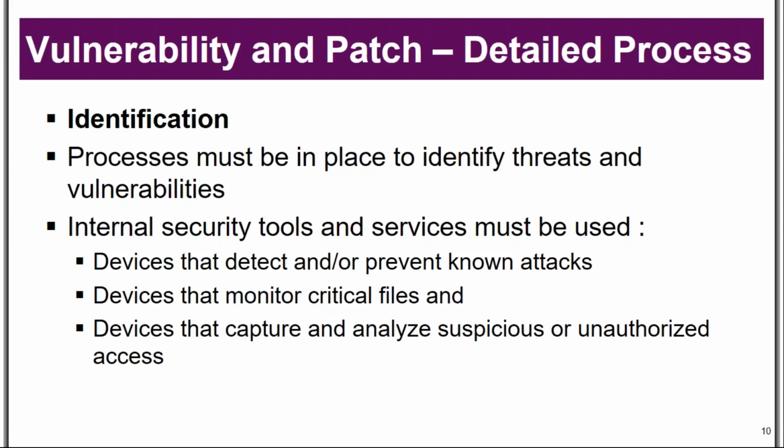The first thing you have to do, of course, is identify what the problem is. And not only that, but identify what process you're going to put in place. So the processes have to be in place in order first to identify those threats and vulnerabilities to your critical business information and the different software and things that you have in place. And then once you identify what those are, you're going to look at the internal controls. So your internal security controls and the services you have must be used to identify suspected or confirmed attacks in your environment against your critical information systems.